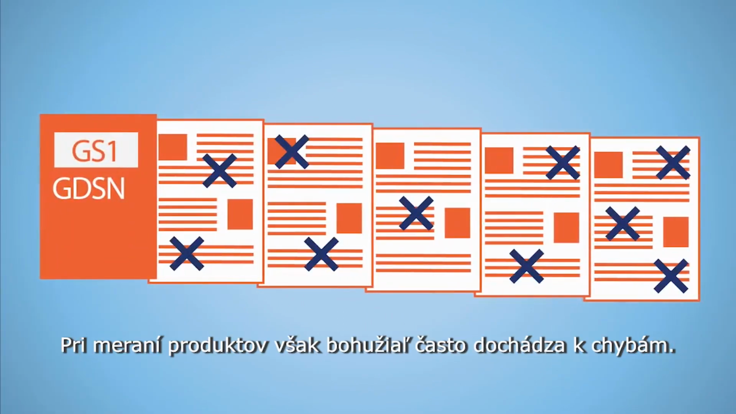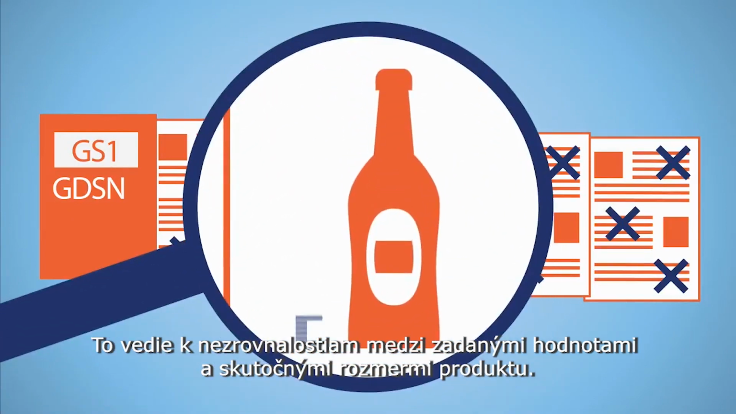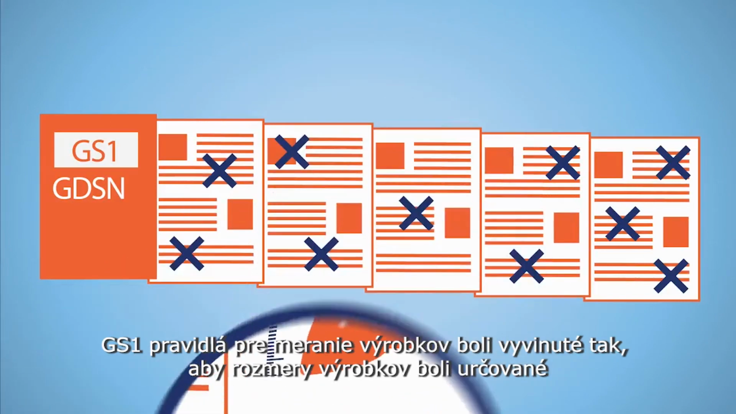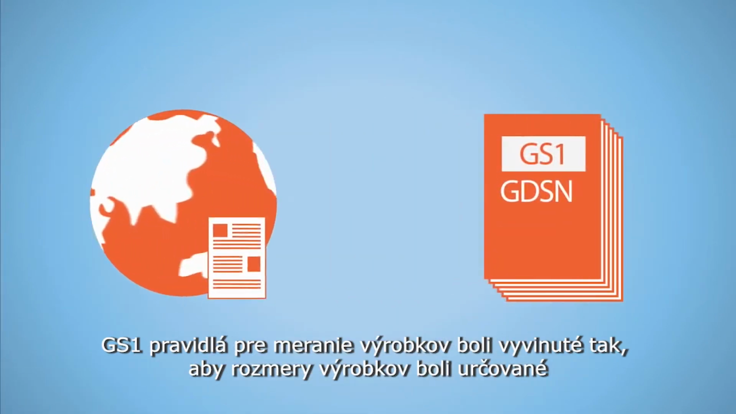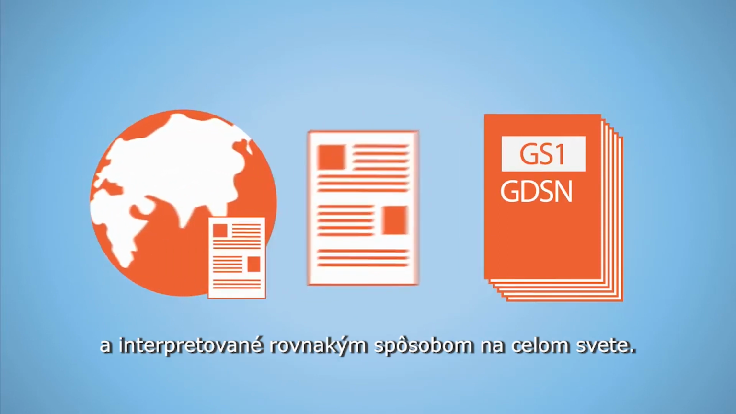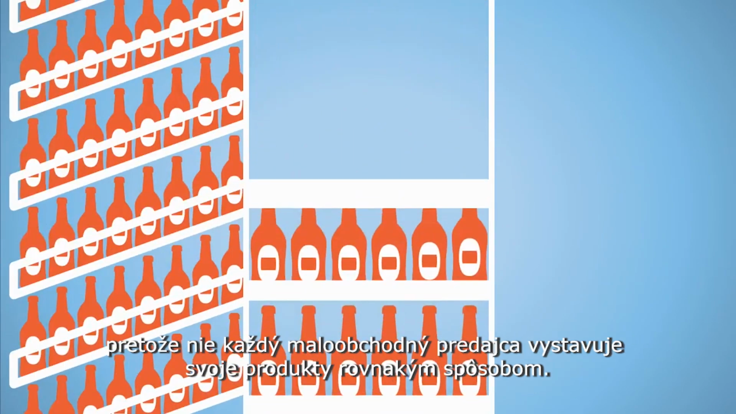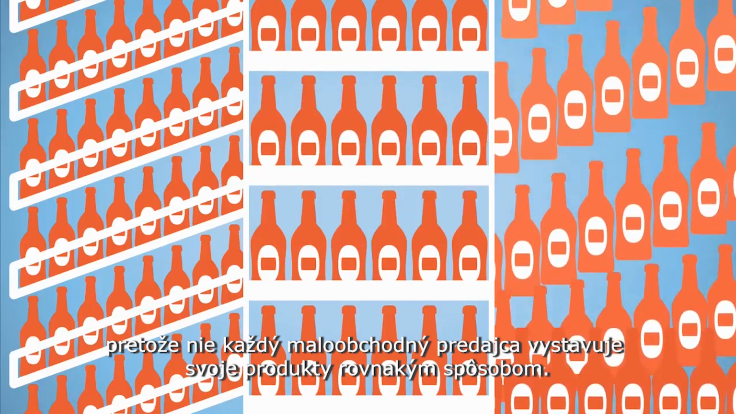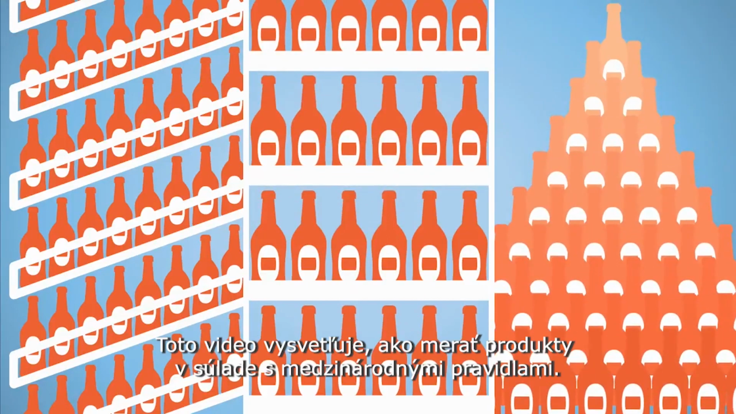Unfortunately, many mistakes are made when determining the right way to measure products. This leads to discrepancies between values entered into the network and the actual measurements of a product. The GS1 package measurement rules have been developed so that product measurements are determined and interpreted the same way all over the world. The way a product is measured is not determined by its position on the shelf or its use in promotion material, since not every retailer places their products in the same way. In this video, we explain how to measure a product in accordance with the international rules.